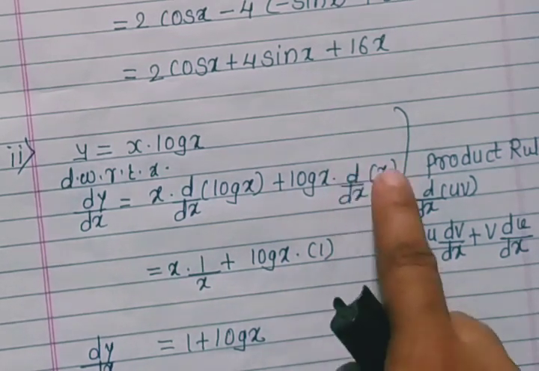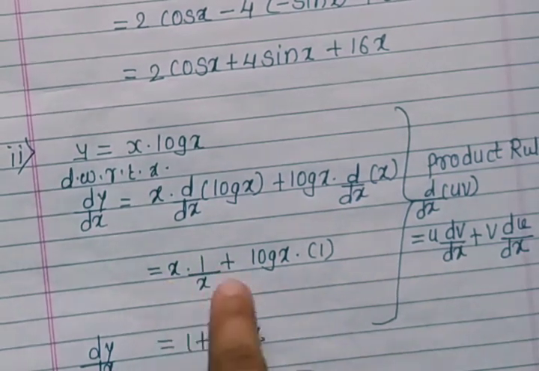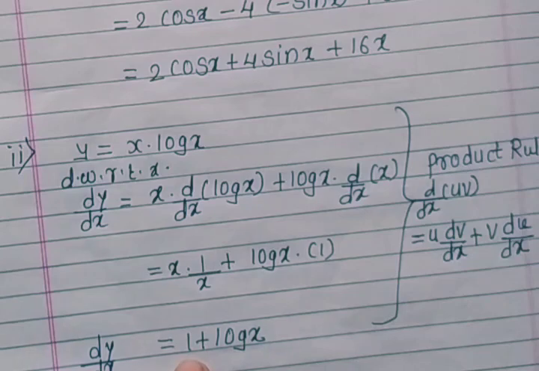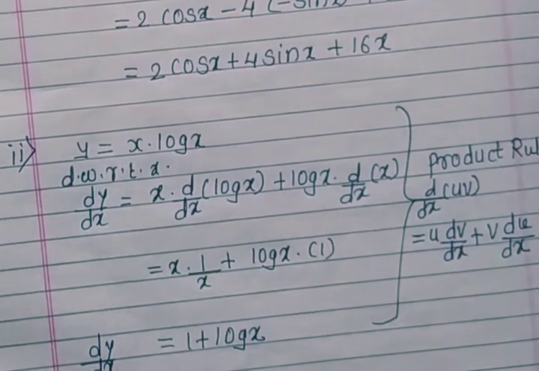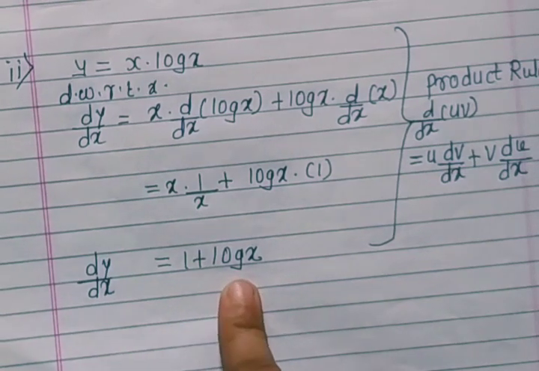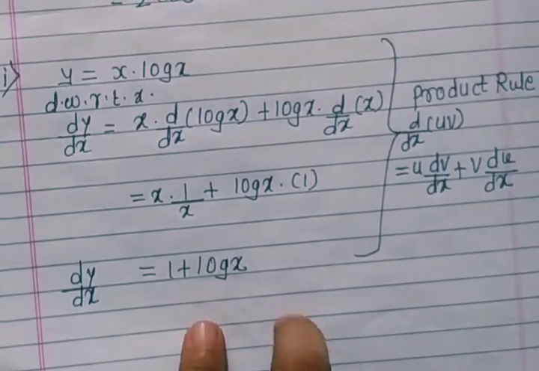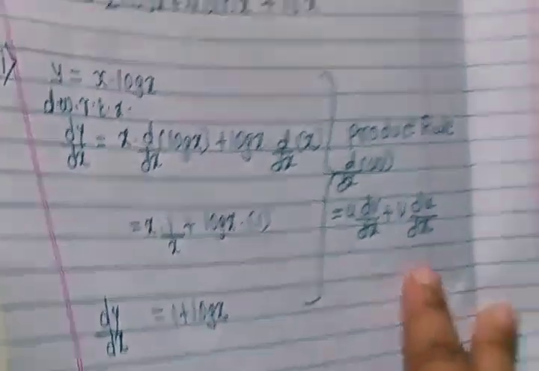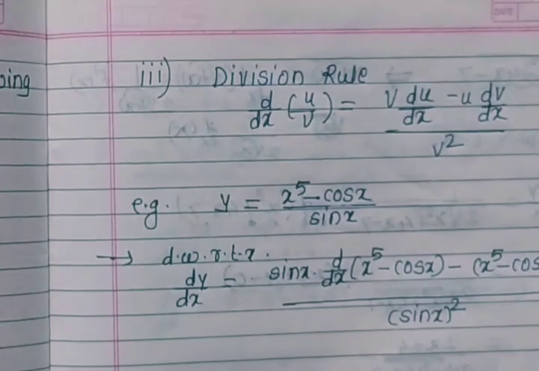Derivative of x with respect to x is 1, and by simplifying, cancelling this x here, we will get 1. Log x into 1 is log x. Therefore, the final answer is 1 plus log x. So this is the differentiation by using product rule. Now we will see another example by using division rule.